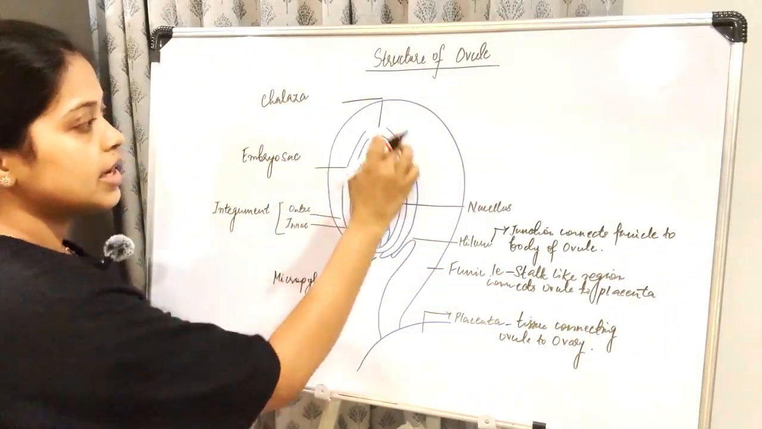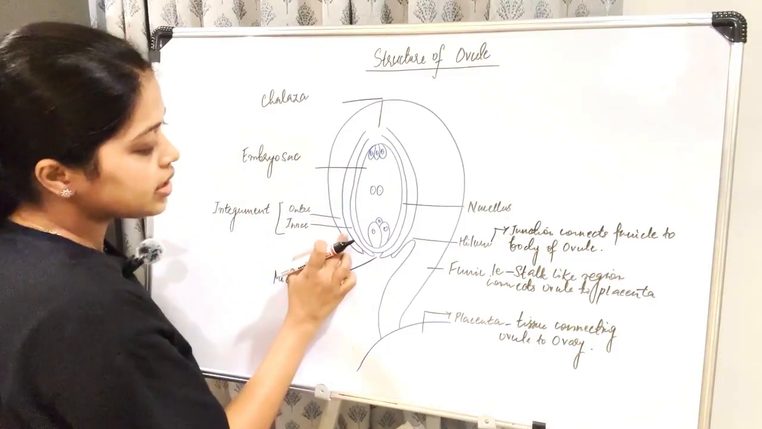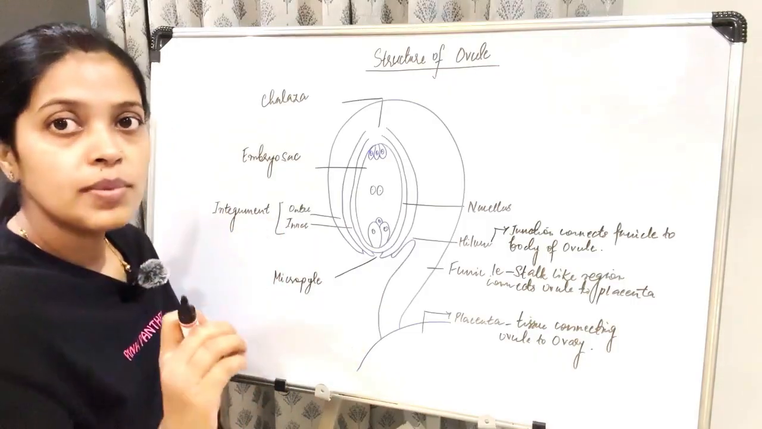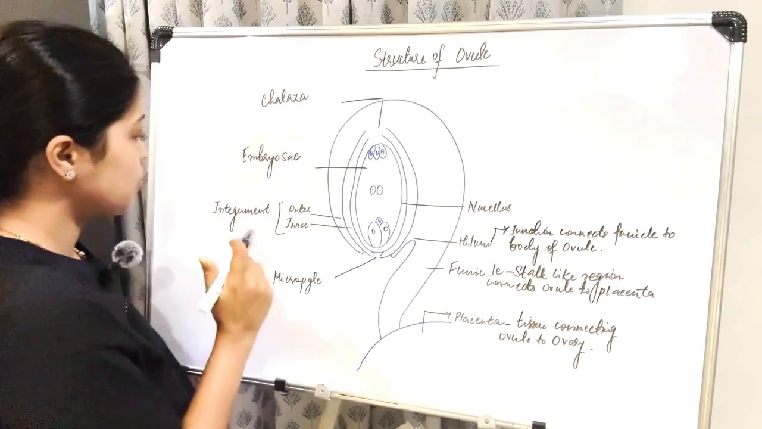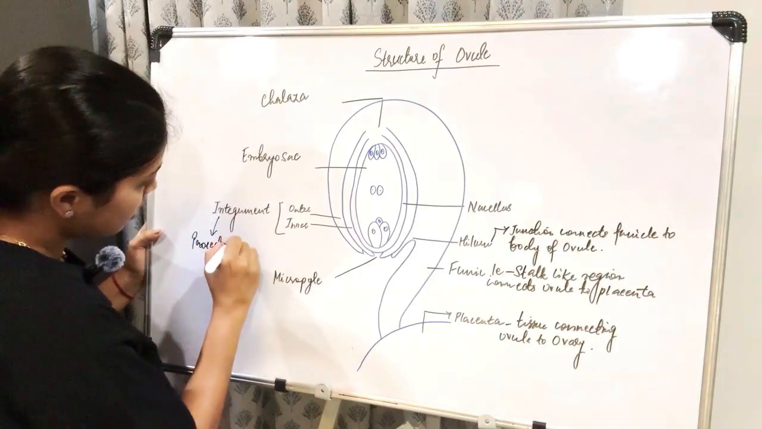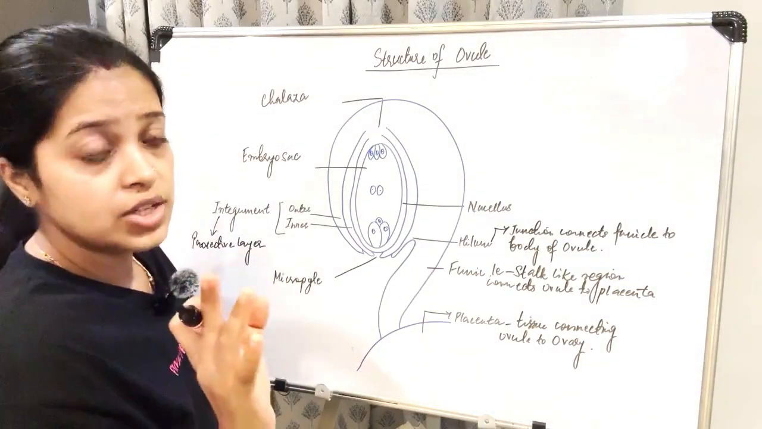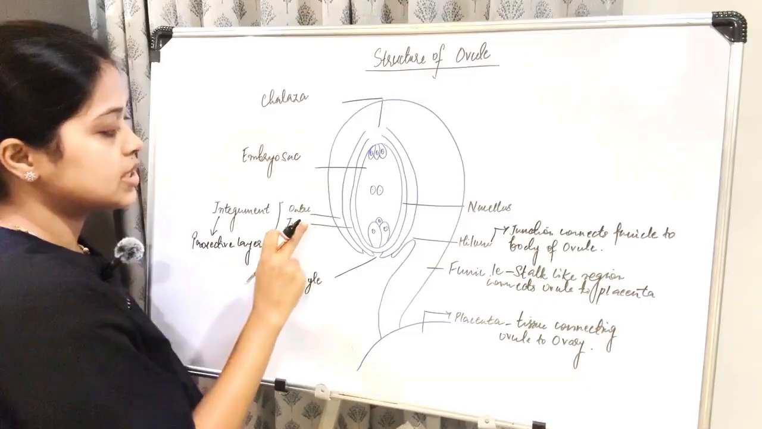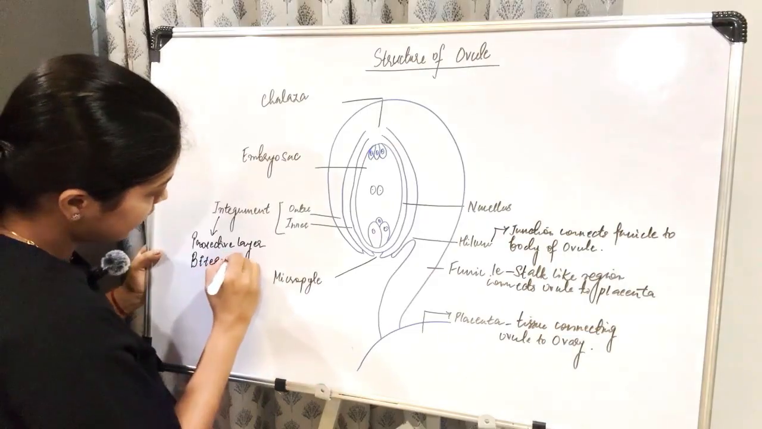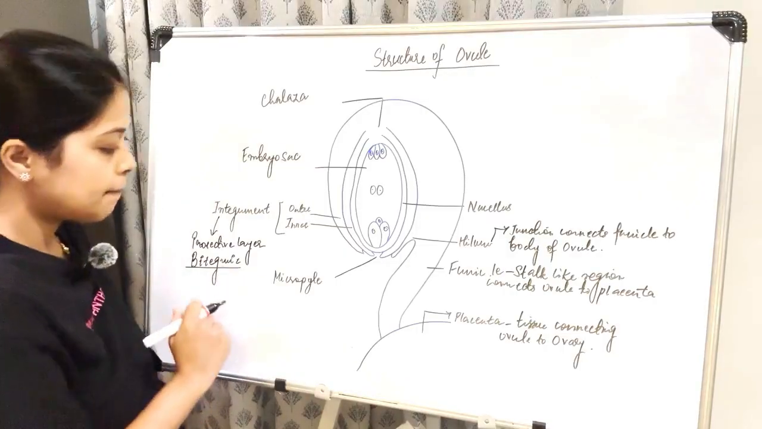Then we'll move to the inner part of the ovule. So first we'll talk about the integuments. There are two layers. This is the outer layer and this is the inner layer of integuments. So integuments are basically the protective layers. In most of the angiosperms, there are two integuments, an outer and an inner. So that is called bitegmic. When there are two integuments present, it is called bitegmic.